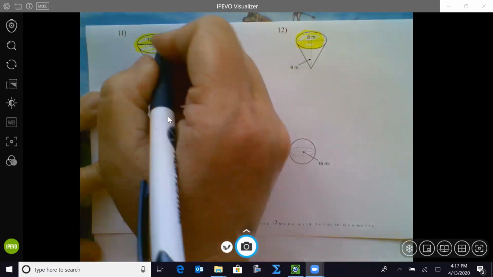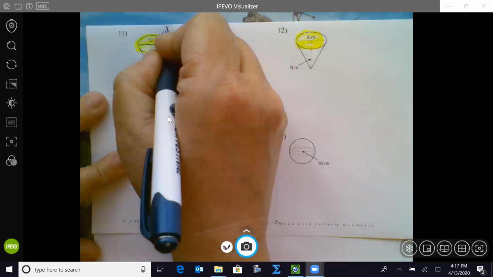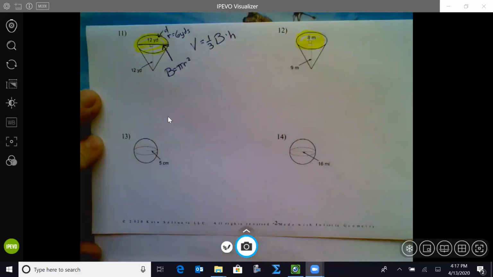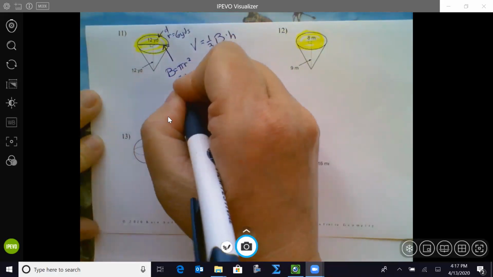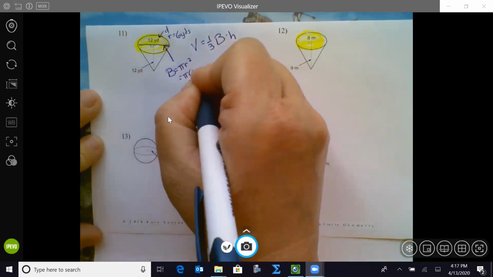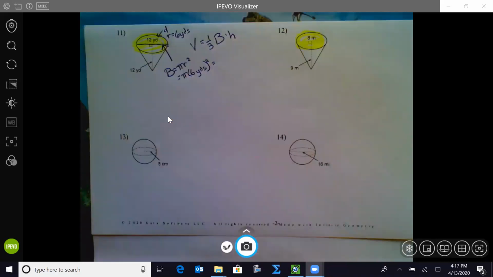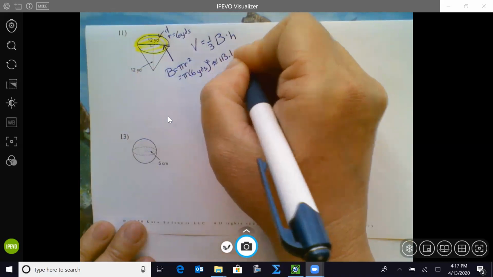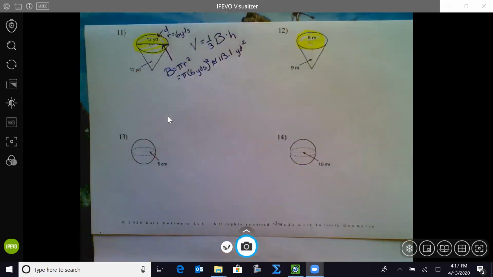But this 12 yards is a diameter. So the radius is 1/2 of 12, which is 6 yards. So for the area of my base, I'm going to have pi times 6 yards squared, or 36 pi, which comes out to approximately 113.1 square yards. Now, I always leave this in my calculator so I can always go back and not have to worry about having round off error.